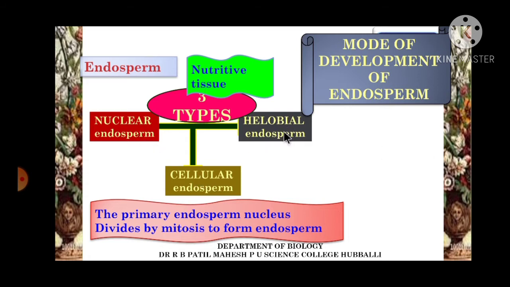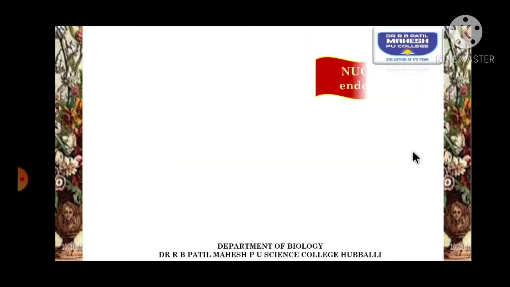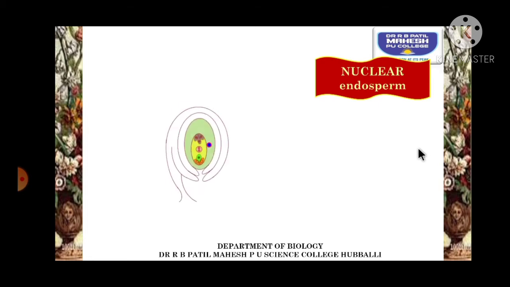About these three types of endosperm, in NCERT there is no explanation. So this becomes a bit of an extra part, but this much is required to understand the post-fertilization events. That's why I am explaining nuclear endosperm, cellular endosperm and Helobial endosperm. So let us take the first one, and that is called nuclear endosperm. So what happens here? Let us try to understand.